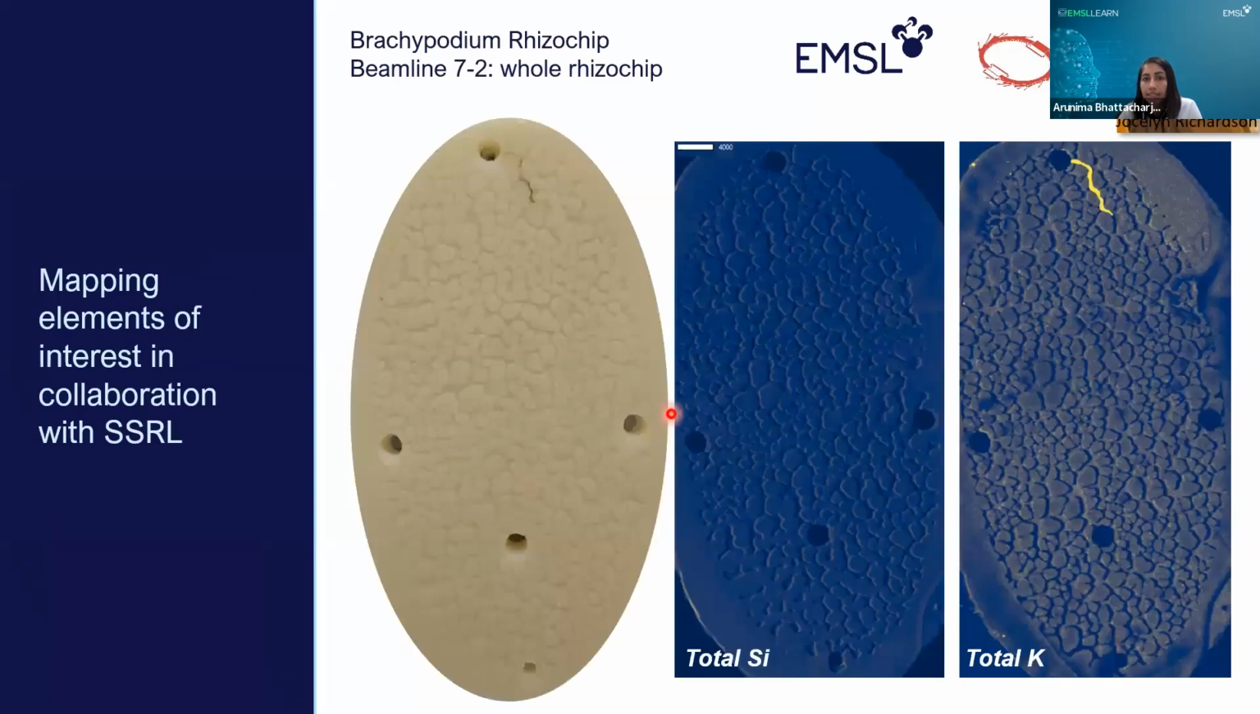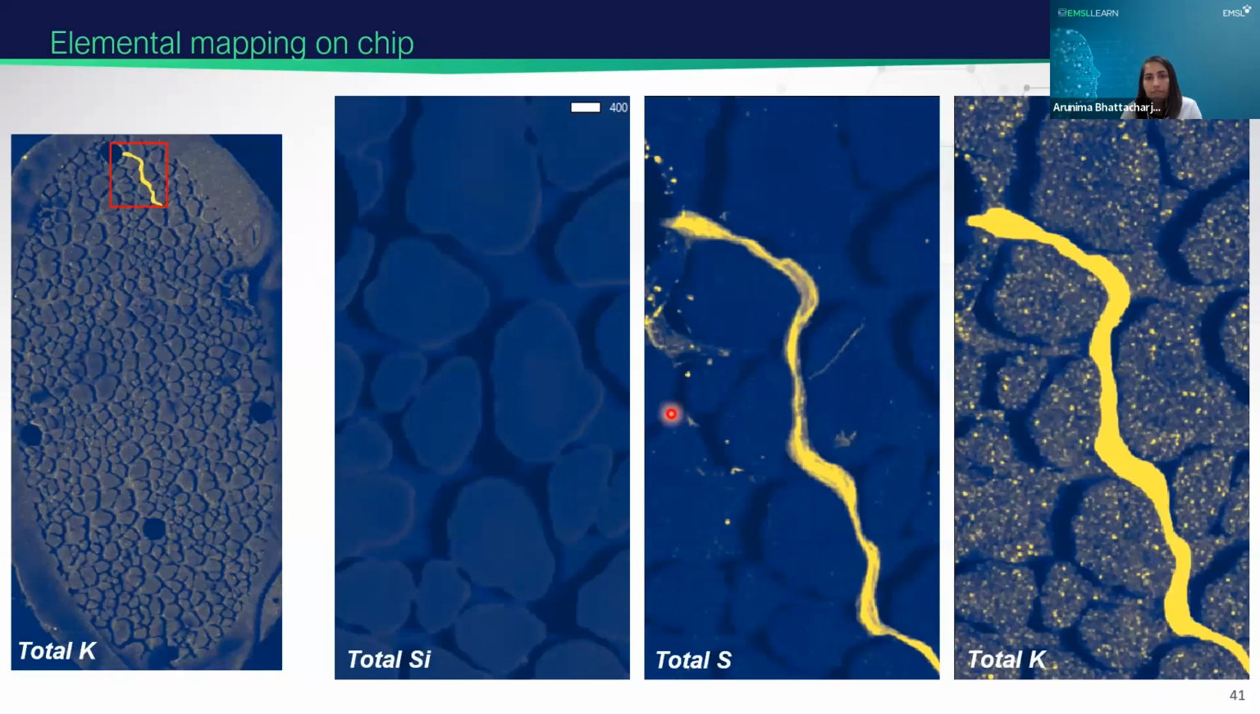And so here you can see a rhizochip where there are minerals embedded. In this case, potassium feldspar minerals were embedded. We grew a root inside of this rhizochip, and we looked at the potassium chemistry of the root. So in this case, you're seeing a root that is growing inside of the channels of the rhizochip. There's the total sulfur map and total potassium map.